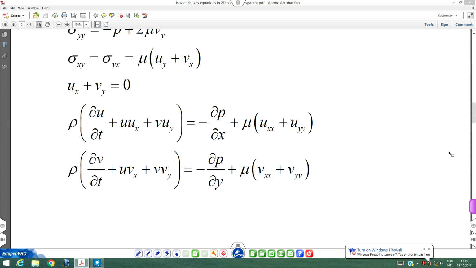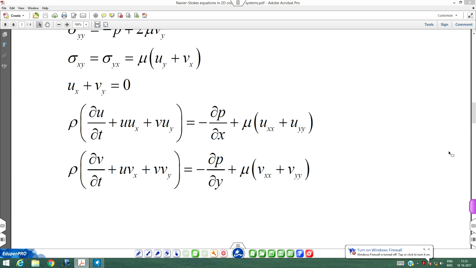Overall, in a linear problem, you do not see the unknown variable multiplied by itself or its derivatives. So, that is sort of a quick and dirty way of ascertaining if the problem is linear or non-linear.